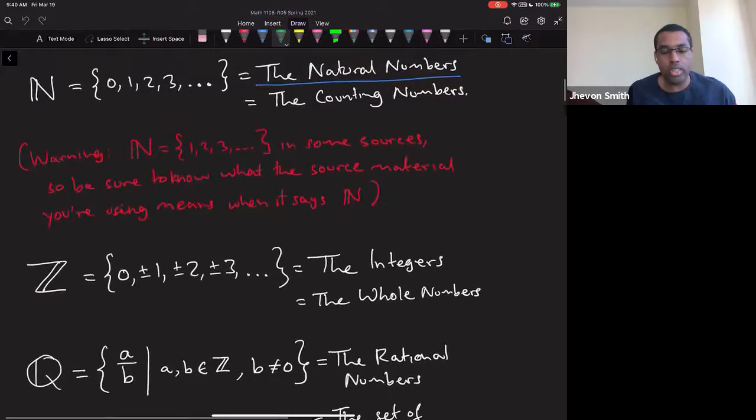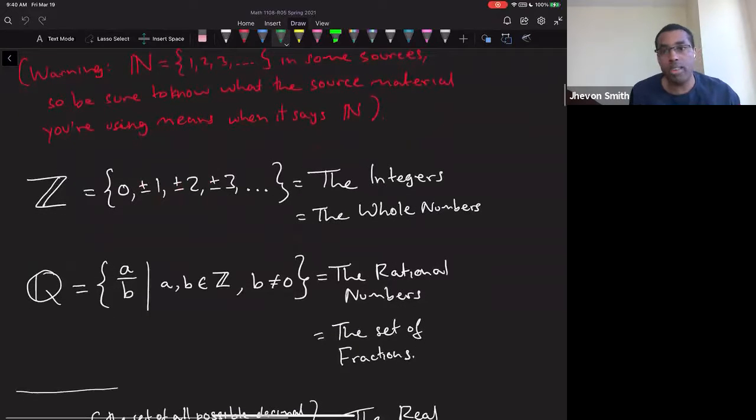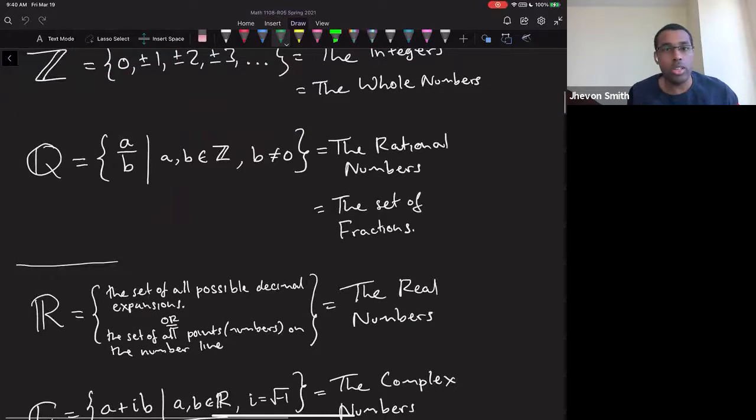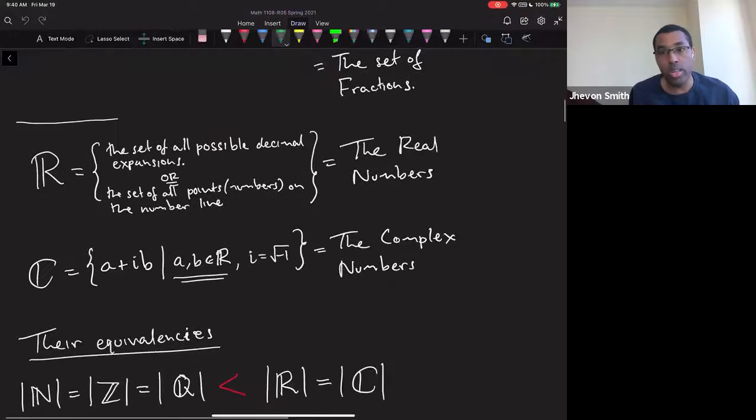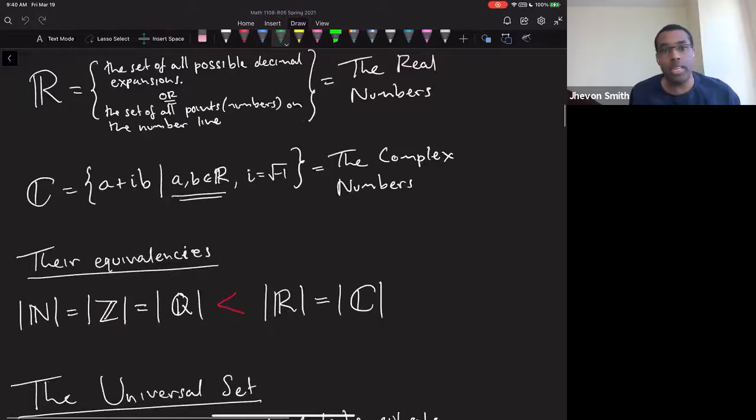Common number sets are the natural numbers. Remember that some people start this from 1, but you have to be careful of what source you're reading. The source material will tell you. For us in this class, I'm going to assume the natural numbers start counting at 0: 0, 1, 2, and so on. We also have the integers, positive and negative whole numbers, and 0. We have the rational numbers, the set of all possible fractions. We have the real numbers, every number on the number line. And we have the complex numbers, all numbers in the 2D plane, where the y coordinate is attached to the square root of -1.